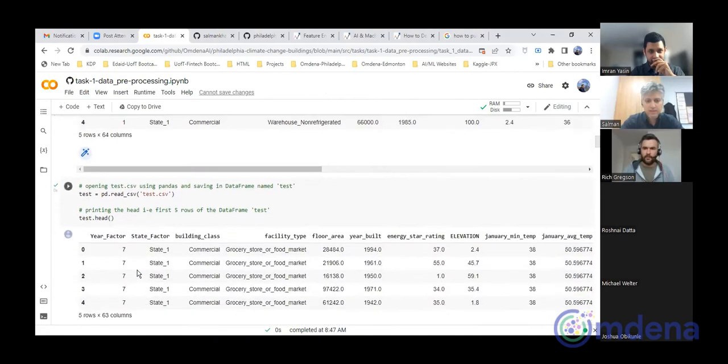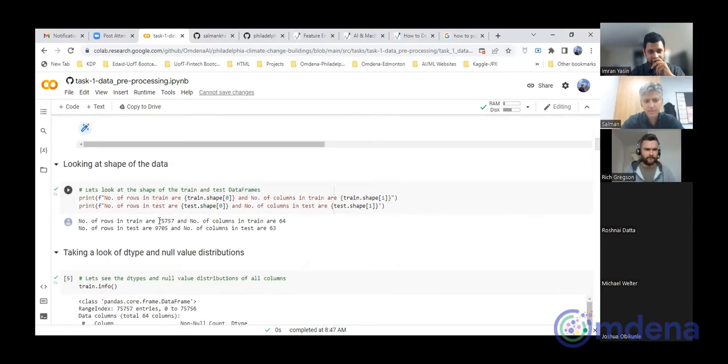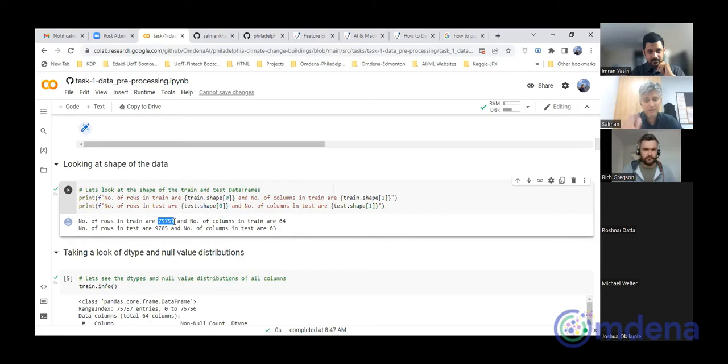So we took a look at both train and test data, and then looked at the shape of the data. You can see that our training set has around 75,000 rows and about 64 columns. One of the columns is our target column, so technically we have 63 features in total. And the test set has around 9.7 thousand rows. So we have very big data.